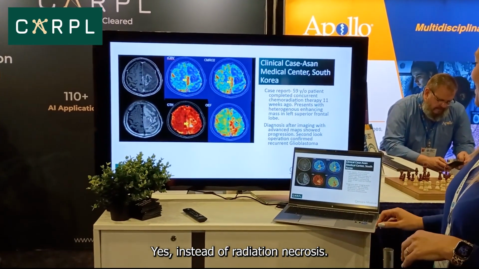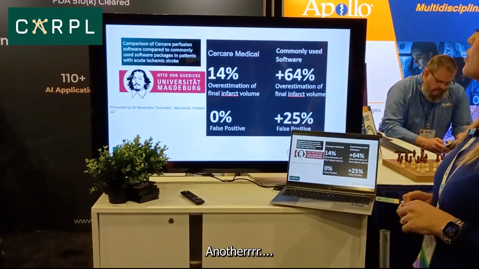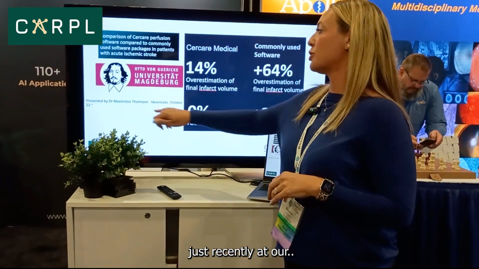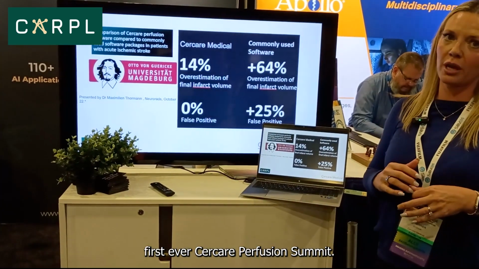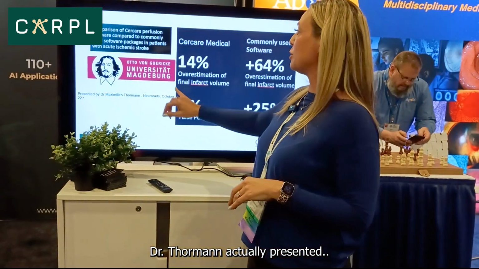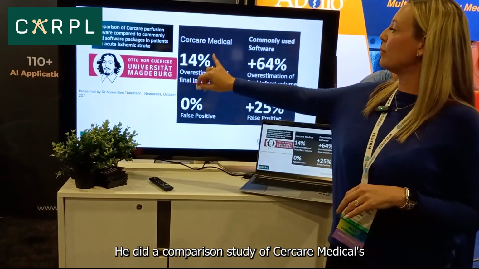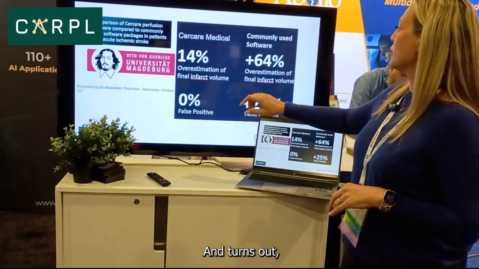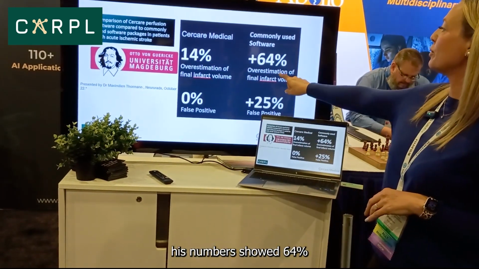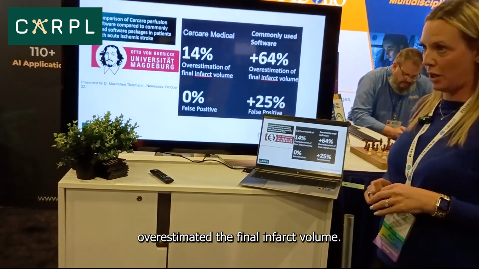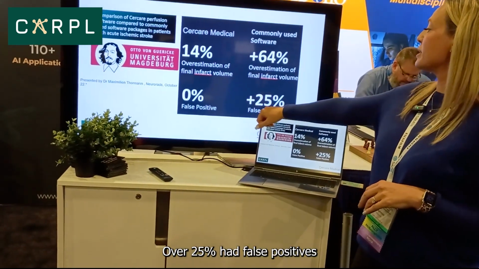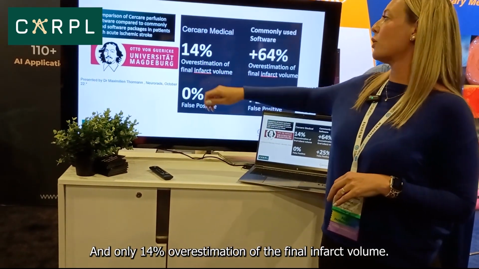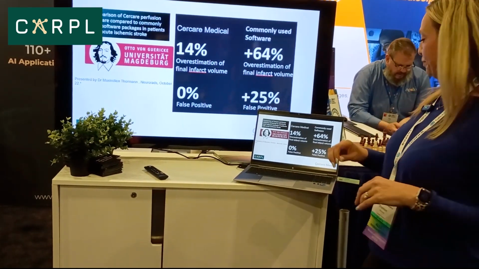Yes, instead of radiation necrosis. Another clinical study we have out of Magdeburg University, which was presented just recently at our first ever Cercare Perfusion Summit. Dr. Thorman actually presented. He did a comparison study of Cercare Medical's maps with the commonly used softwares, aka our competitors. And it turns out his numbers showed 64% overestimated the final infarct volume. Over 25% had false positives compared to our 0% false positive, and only 14% overestimation of the final infarct volume.